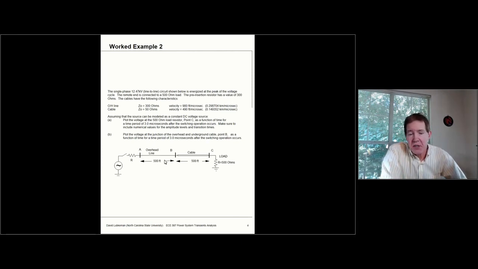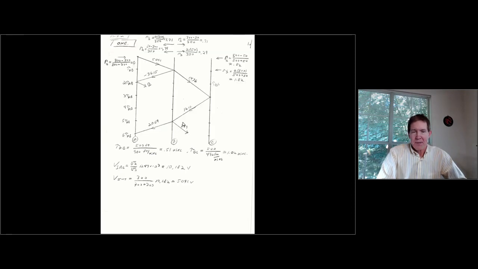So in this case, you just have to plot this out for a time period of 3 microseconds. When you work this problem, which is a little more condensed, you have to set up a pulse bounce diagram again. But note it's a bit more complex because I have a left side of the circuit, a midpoint between the overhead and the cable, which is why I have that point B line, and then I've got the cable.